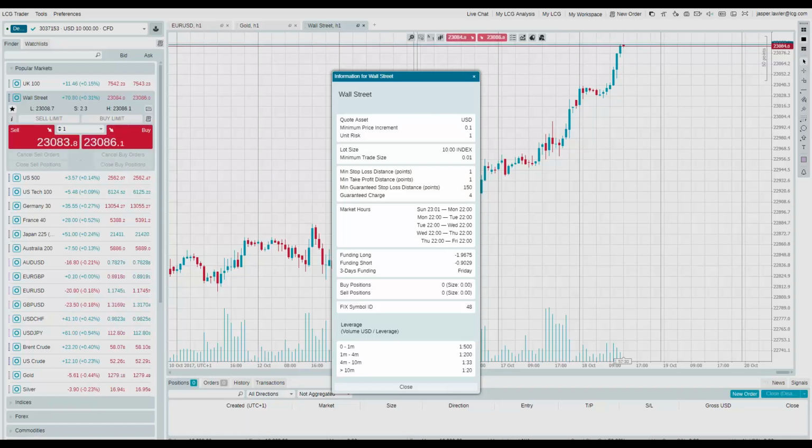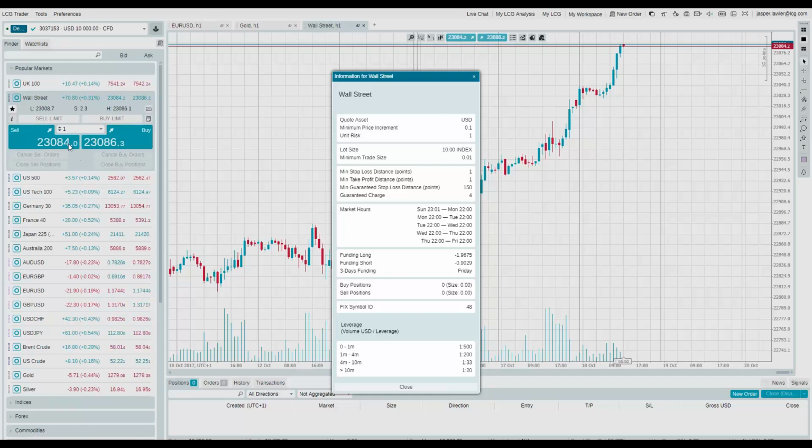This is the value of what you would have to pay each night that you hold a trade in Wall Street. So you're going to pay 1.9675 times the value of one point. So what is a unit of risk here? What is a point? Well, it's literally $1.